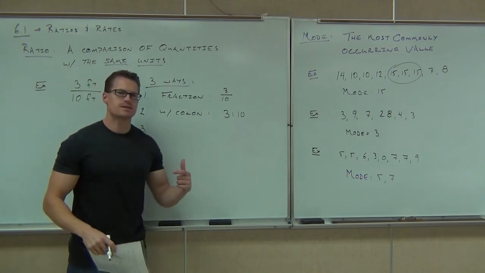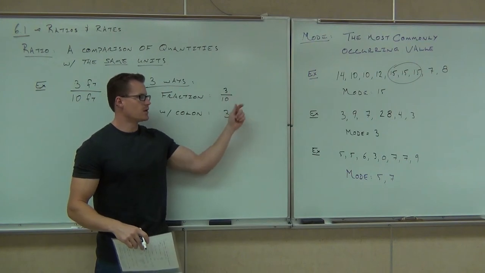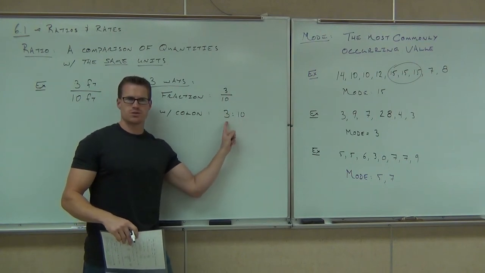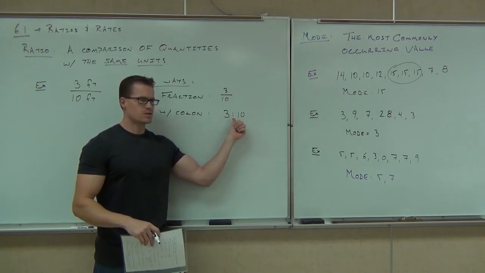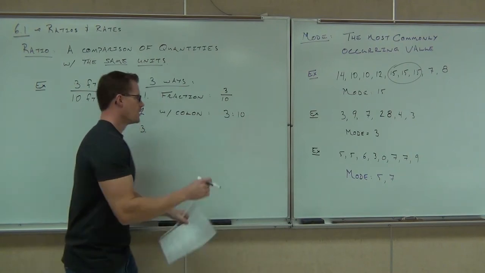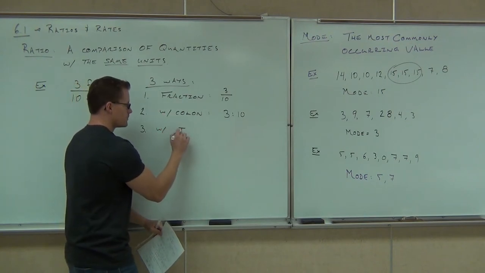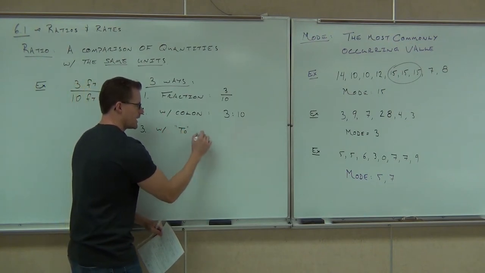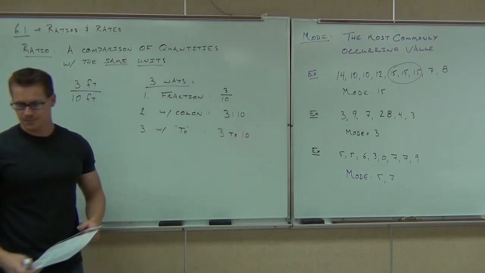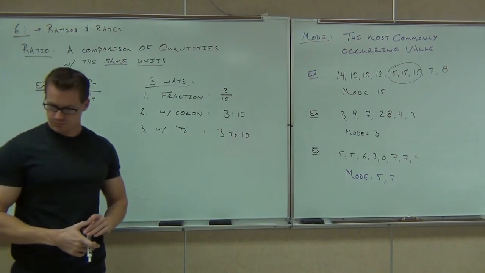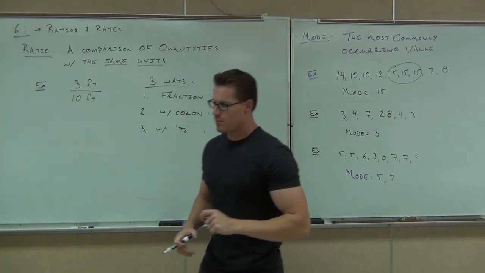How we say these is a couple different ways. If we're talking about ratios, we could say 3 to 10, or 3:10. You ever heard that "to" part? When you say a ratio 3 to 10, that colon stands for the word "to." Or you could actually write it with the word "to" and spell it out, 3 to 10. So there are three ways you can write our ratios.